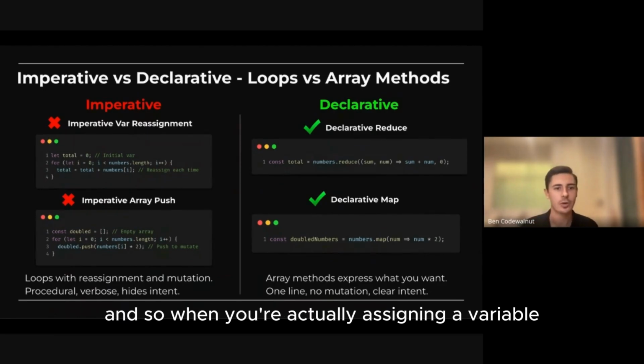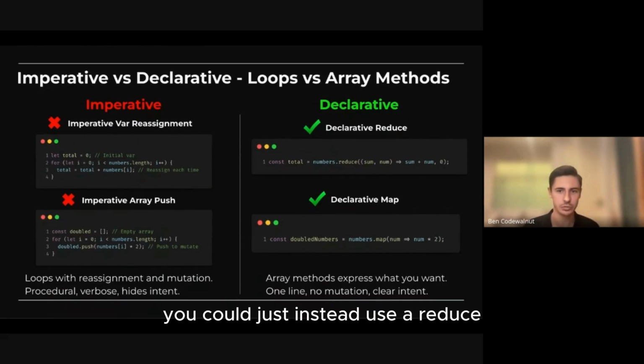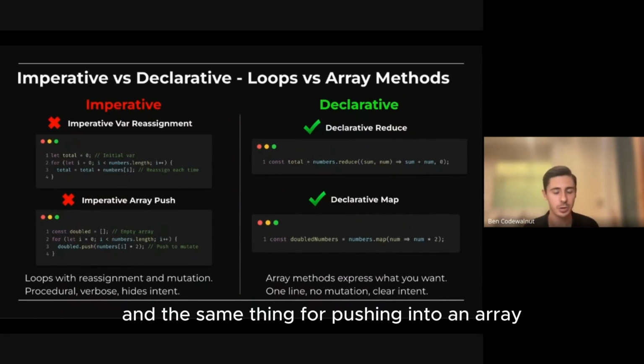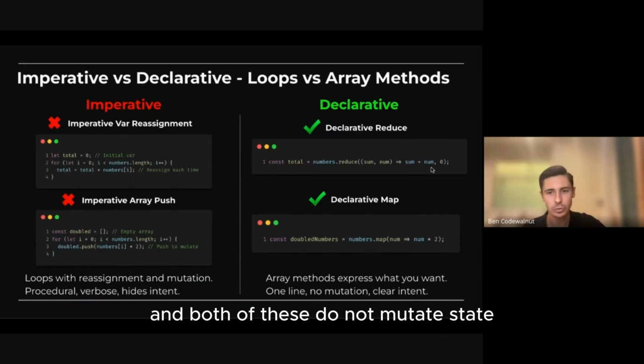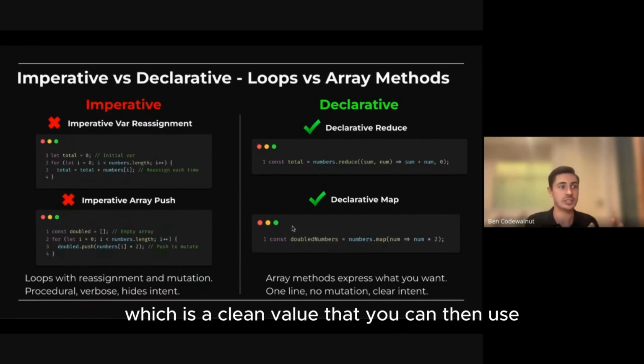And so when you're actually assigning a variable, reassigning a variable, you could just instead use a reduce, which does the exact same thing, but gives it to you in a much cleaner way. And the same thing for pushing into an array. If we're pushing items in an array, we don't need to do that. We can just use map. And both of these do not mutate state. They don't mutate the value. They produce a new value, which is a clean value that you can then use.